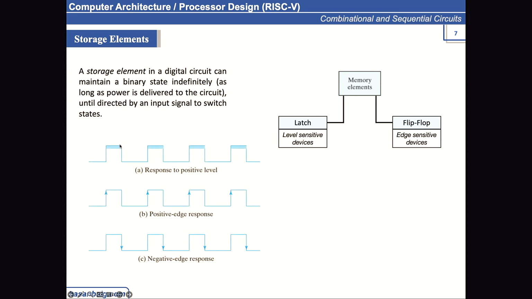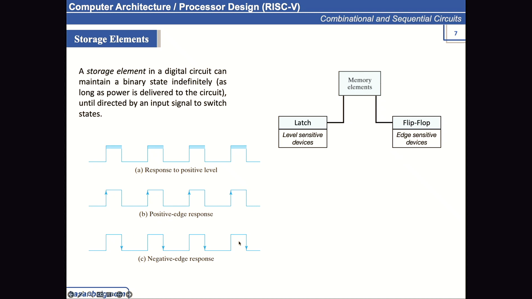Level means the output appears only during the levels. It could be a positive level or it could be a negative level. It all depends on the designer, how the designer designs their circuit to operate. So these are called latches, which operate on the levels, and we have positive edge triggered devices and negative edge triggered devices. They are called flip-flops.